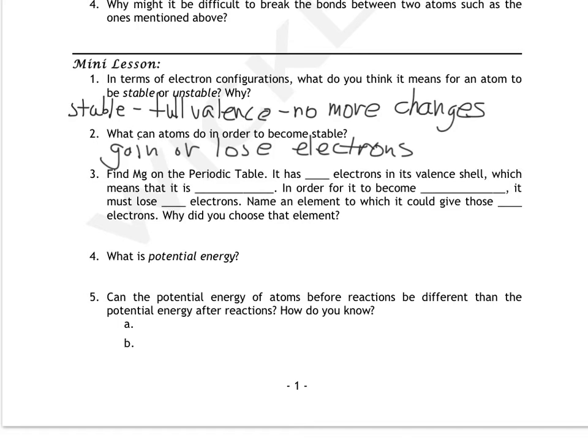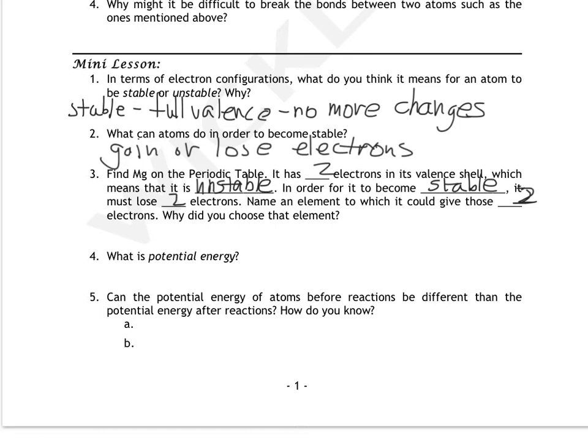If you look up magnesium on the periodic table, you'll find that it has 2 electrons in its valence shell, which means that it is actually unstable. And in order for it to become stable, it must lose 2 electrons. I'm asking you to consider now if there's an element that you know of that could easily accept those 2 electrons in a way that's mutually beneficial for both magnesium and the other element. Once you have an element in mind, think about why you chose that element. So pause the video and look on the periodic table for assistance.